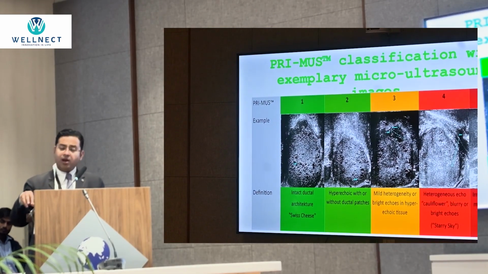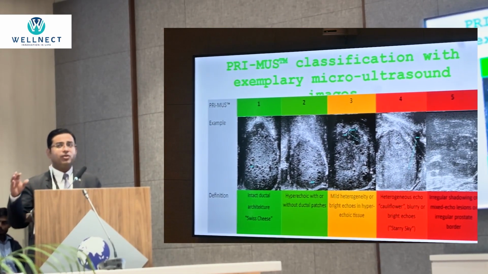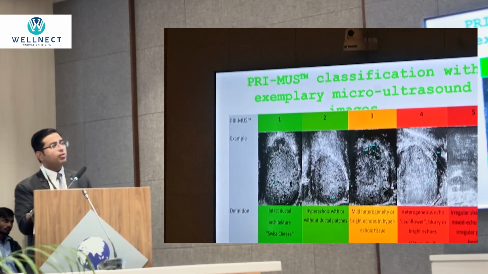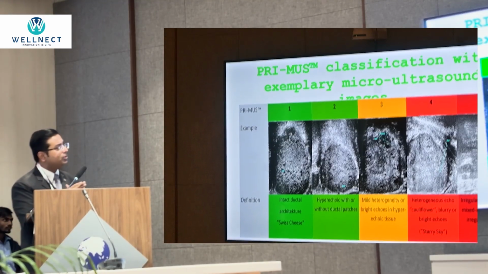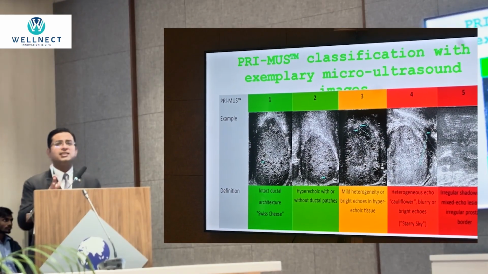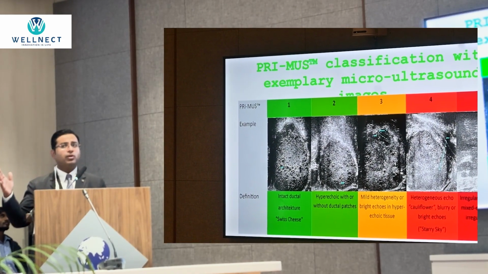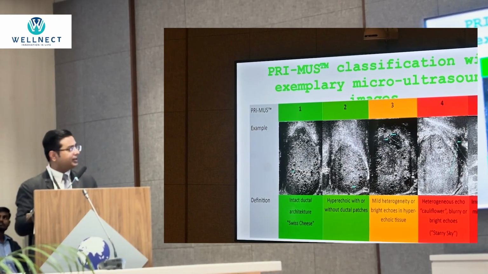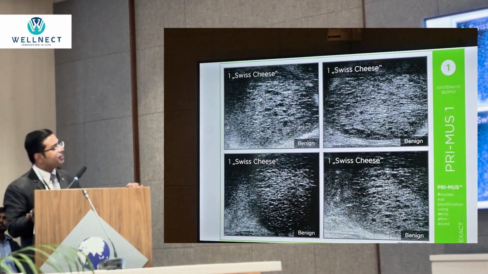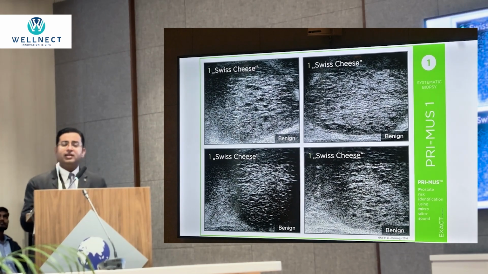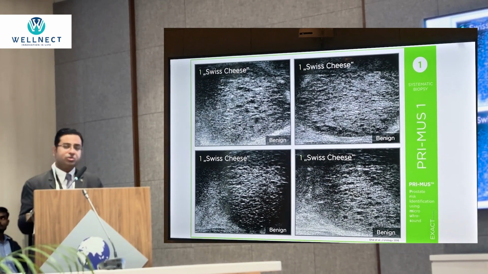Now, like you have the PI-RADS grading system for MRI, there is the PRIMUS grading system for micro ultrasound, and I'll take you through PRIMUS 1 to 5. The analogy is the same. 1 and 2 are benign, 3 is equivocal, 4 and 5 are more likely to be malignant. So this is the PRIMUS 1 lesion. This is the normal peripheral zone, and the appearance that you see is called the Swiss cheese appearance.